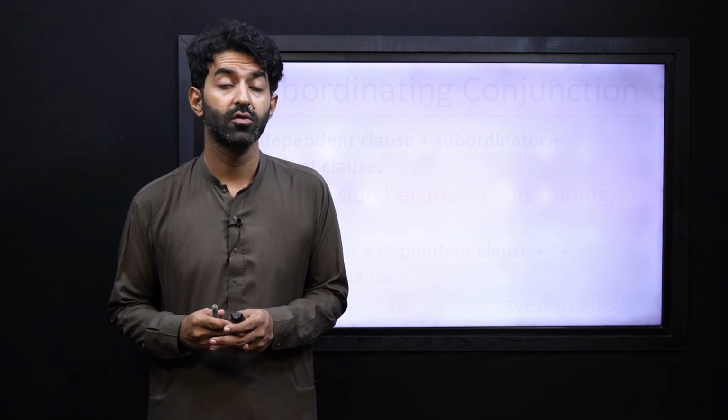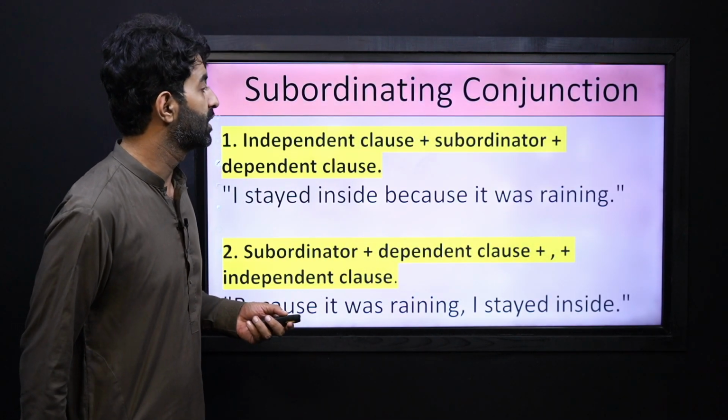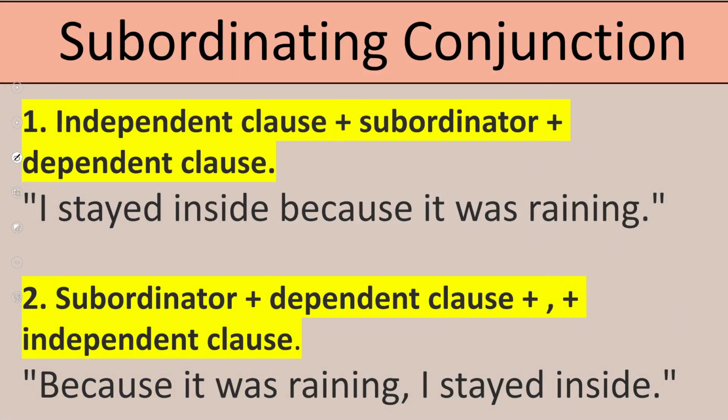Let's learn the structure of subordinating conjunction. First, we can add our independent clause, which is complete in its sense. It has a verb and a subject, plus our subordinator. It means our subordinating conjunction, followed by our dependent clause, which does not make sense on its own because it needs an independent clause. And what will connect these two? Our subordinator. I stayed inside because it was raining.